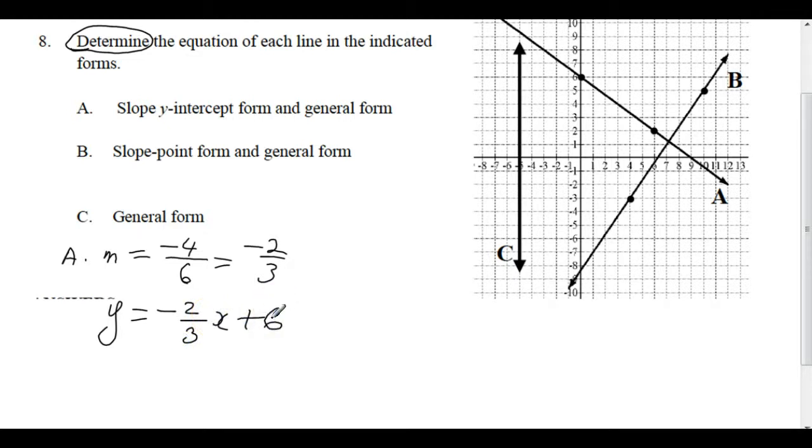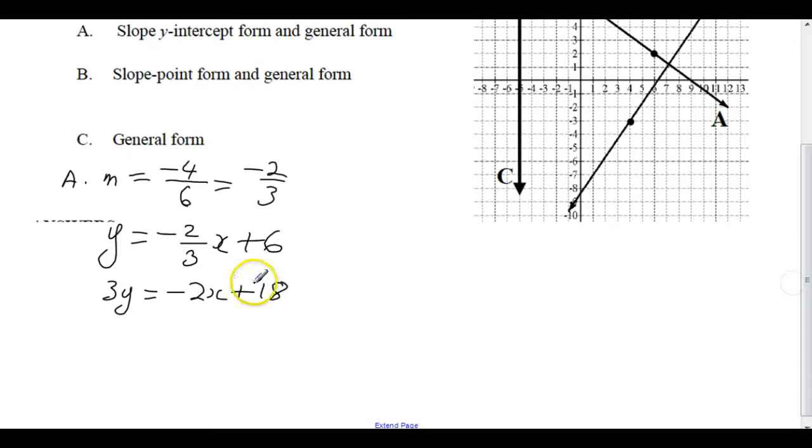That's in slope y-intercept form. General form: multiply through by 3, 3y is negative 2x plus 18. Move everything over. We need the x to be positive, so it's going over here. 2x plus 3y minus 18 equals 0. And that is the general form equation.